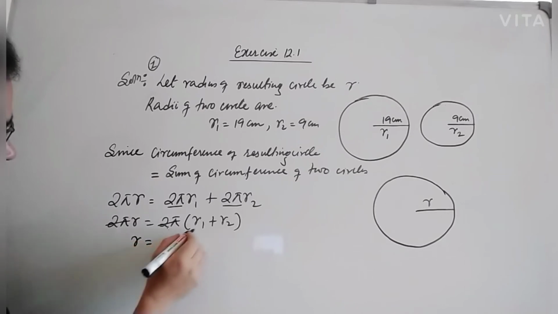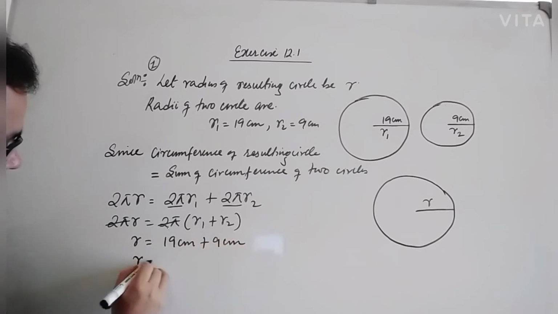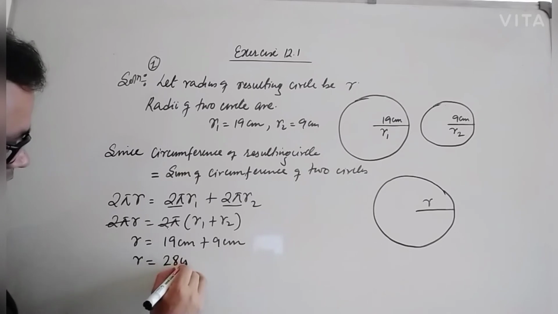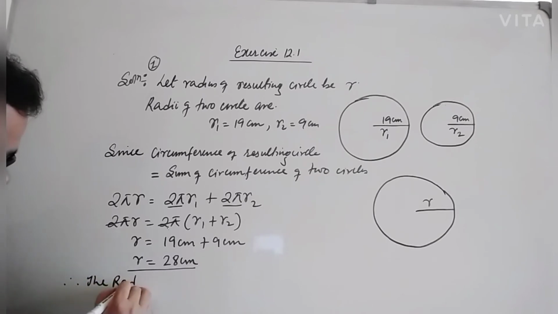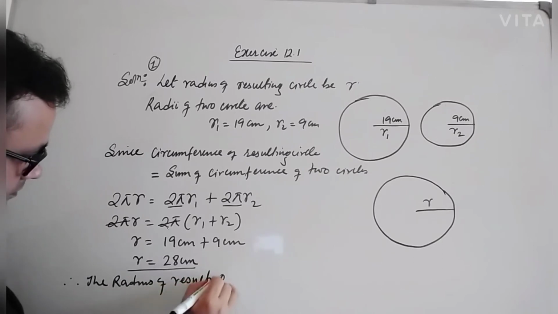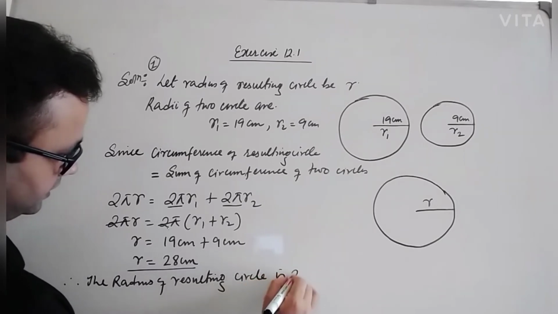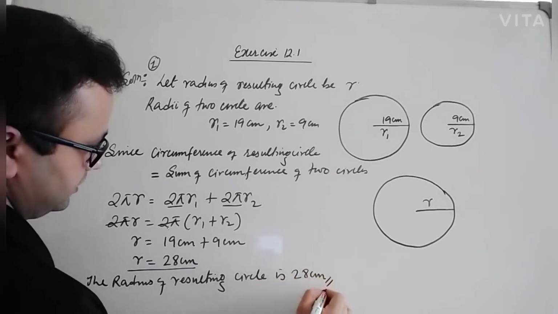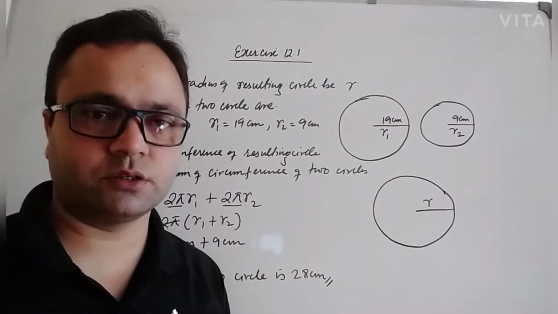So r equals, now put the values, 19 centimeter plus 9 centimeter, which is 28 centimeter. Therefore, the radius of the resulting circle is 28 centimeter. Now this is the answer for question number 1. Now next, question number 2.